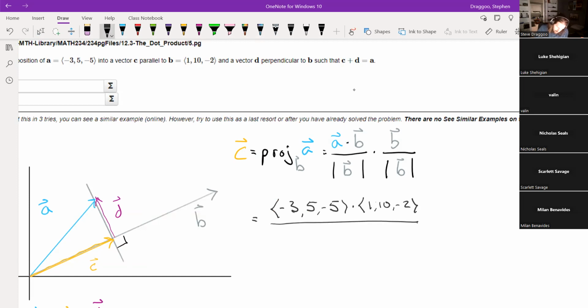Divide away the square roots of 1 squared plus 10 squared plus 2 squared. 1 squared plus 10 squared plus, let's just call that -2 squared.